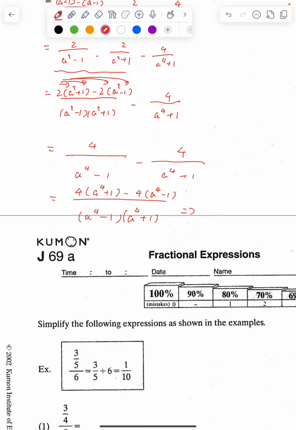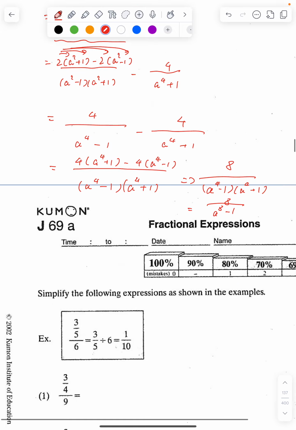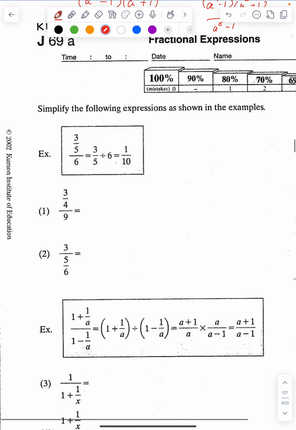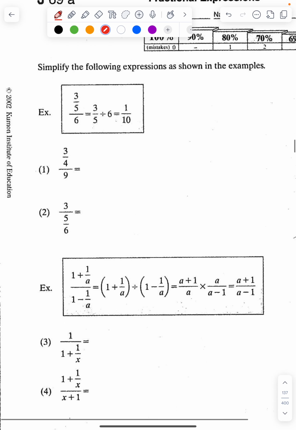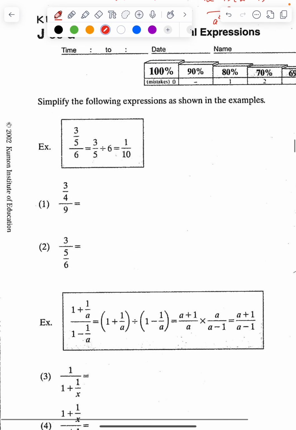When you simplify it, it will be 8 on the top, and then a to the power of 4 minus 1 and a to the power of 4 plus 1. You can also rewrite this as 8 over a to the power of 8 minus 1. Okay, so that's 68b. Let's move on to 68 and 68(9).